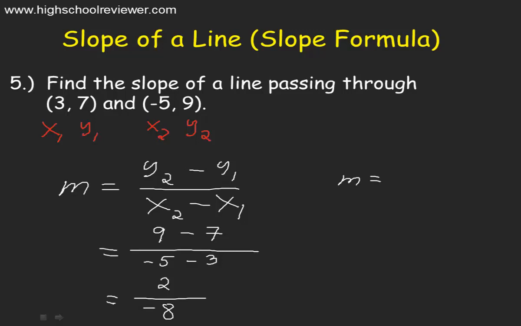This can be simplified. So 2 is common between the numerator and the denominator. So 2 divided by 2 is 1, and 8 divided by 2 is 4, and the sign is negative. So our slope for problem number 5 is negative 1 all over 4.